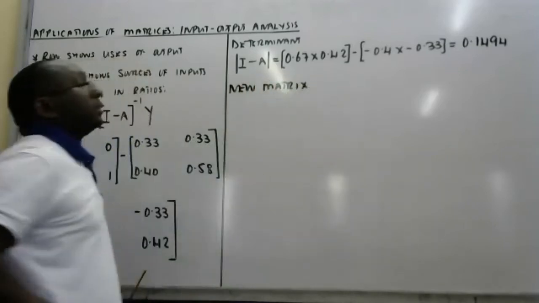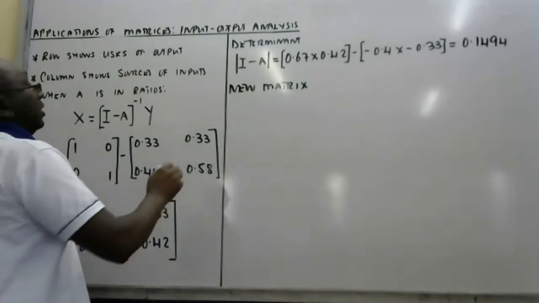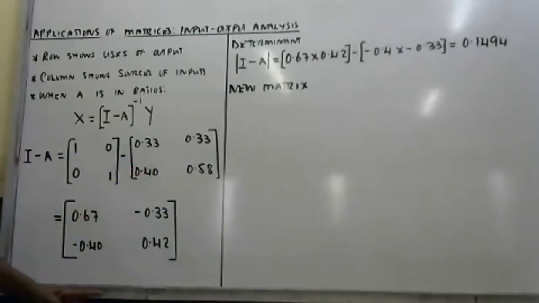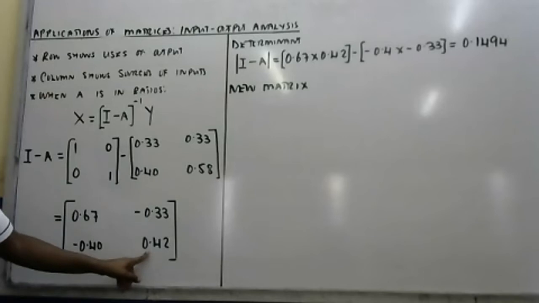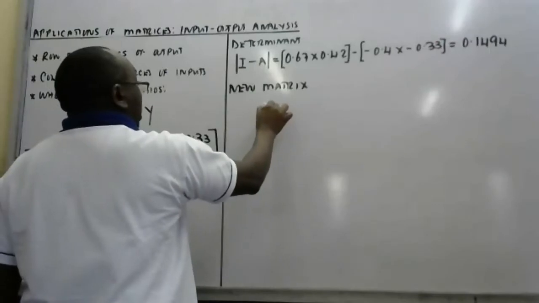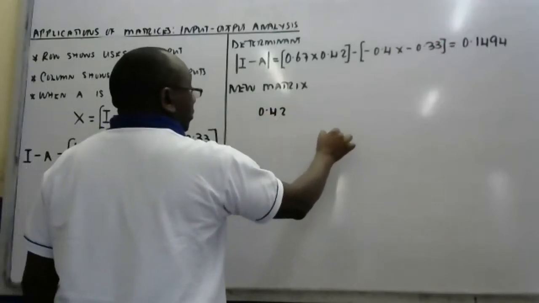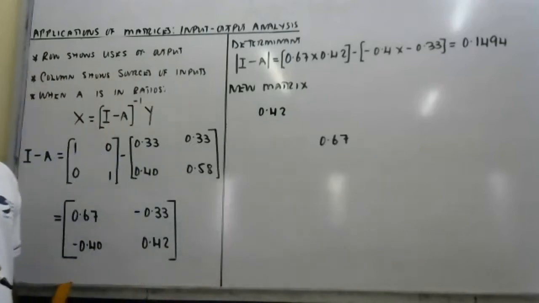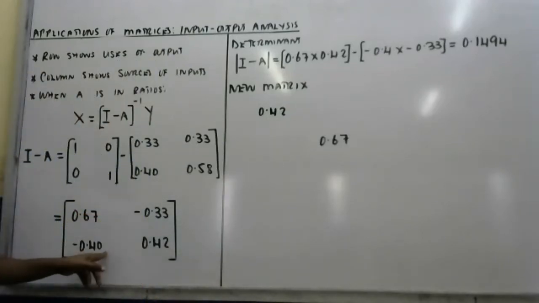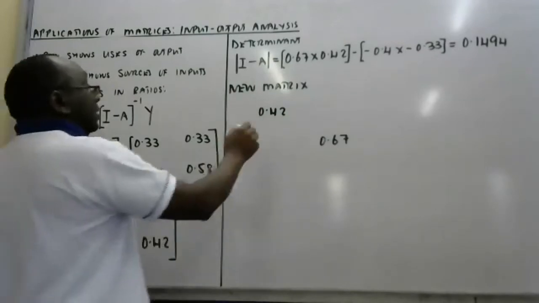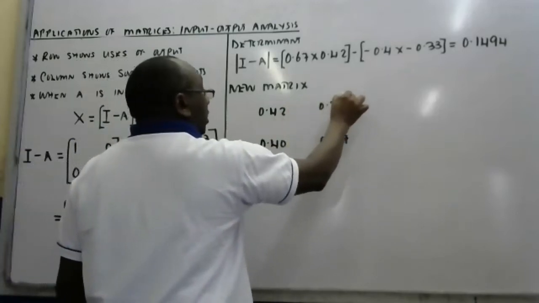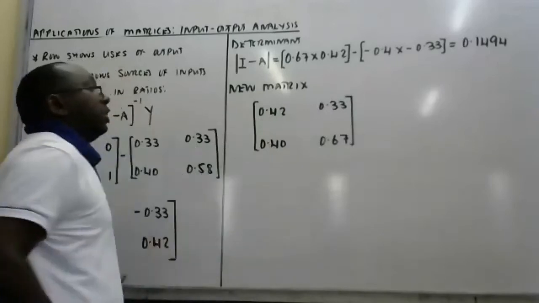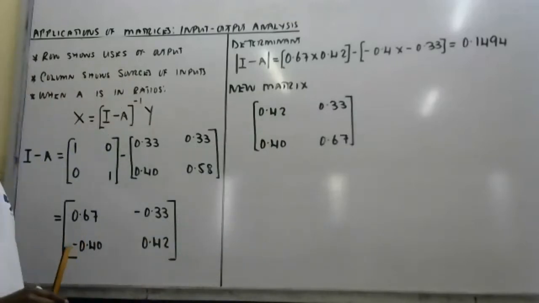Then there is something else we call the new matrix. You get it by interchanging positions of the major diagonal, so that we have 0.42 here and 0.67. Then for the minor diagonal, you change signs. So 0.40 and 0.33. That's called the new matrix.